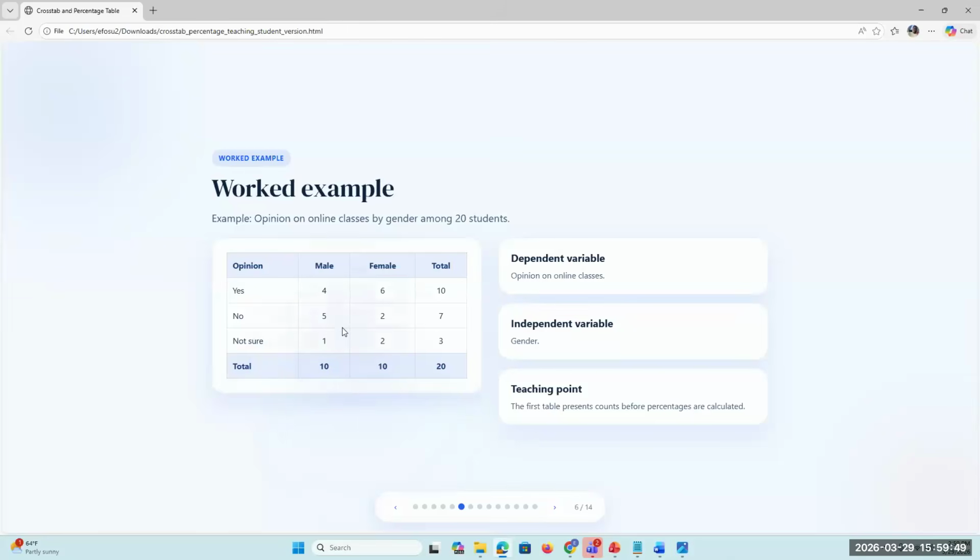4 divided by 10 times 100 will give me 40. Then 5 divided by 10 times 100 will give me 50. Then 1 divided by 10 times 100 will give me 10%. 40 plus 50 plus 10 is what? 100%. So that means the total corresponds. That's how you find the values.